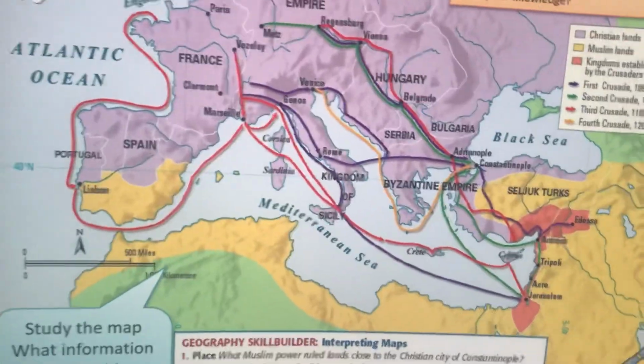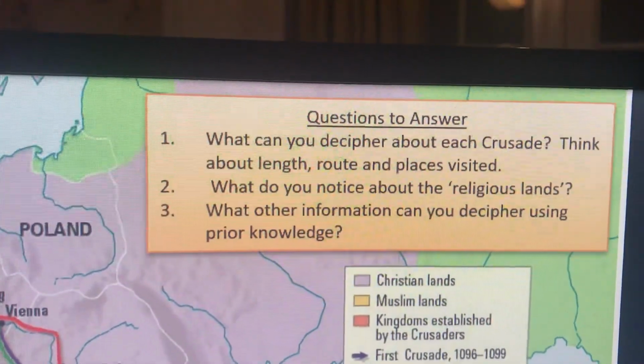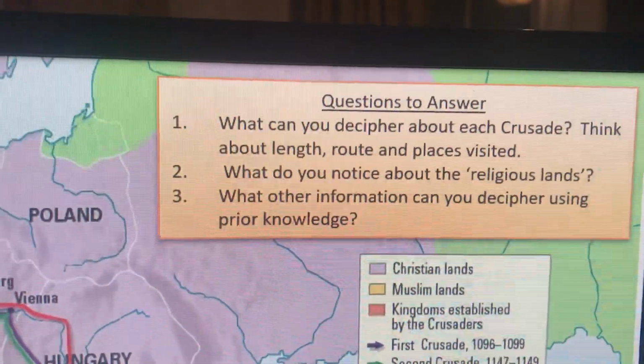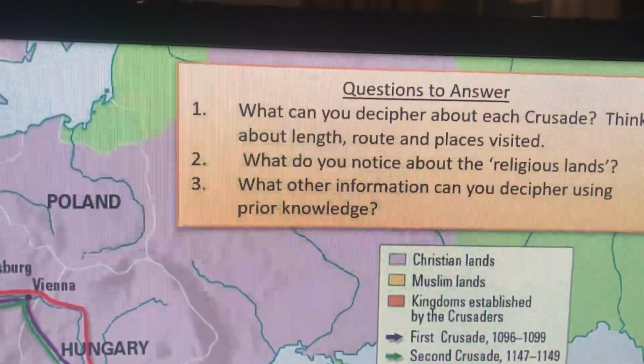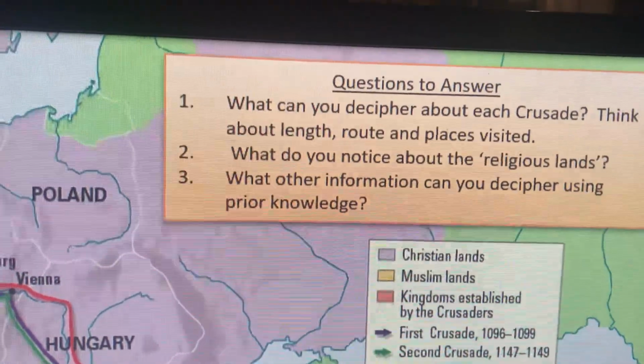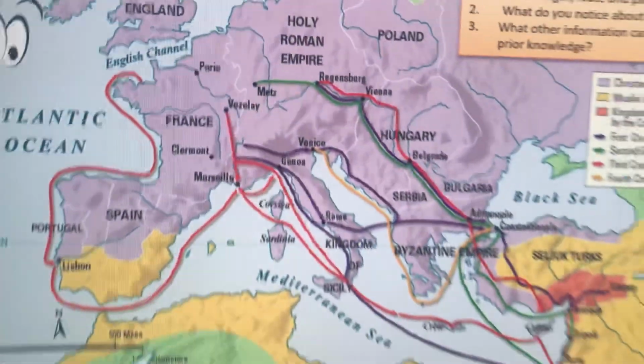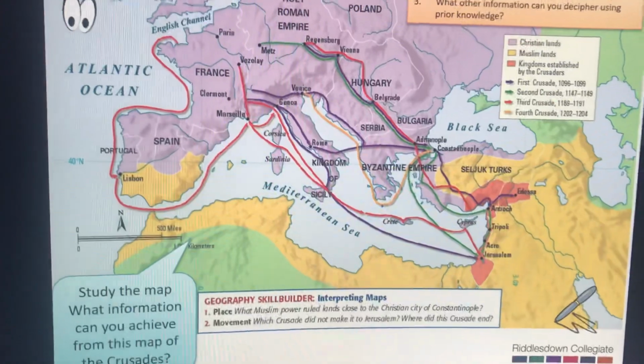So your task is to answer these questions. What can you decipher from each crusade? What do you notice about the religious lands? And what other information can you decipher just by using this map? So you're using your own decipher skills.